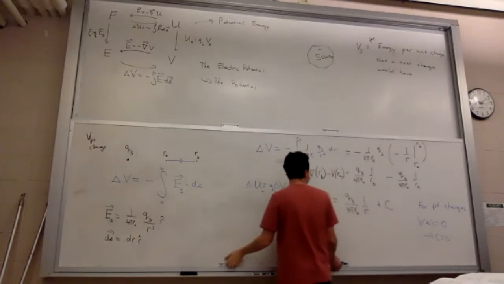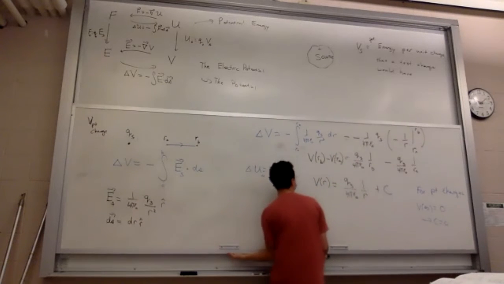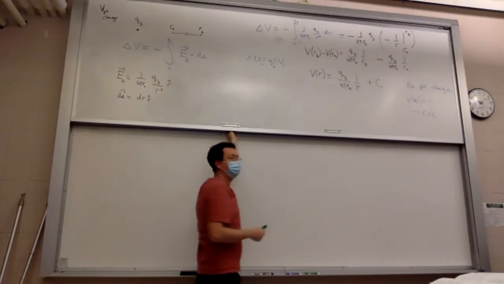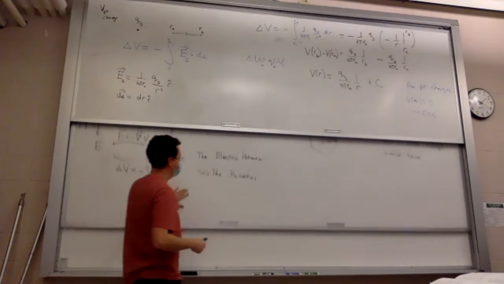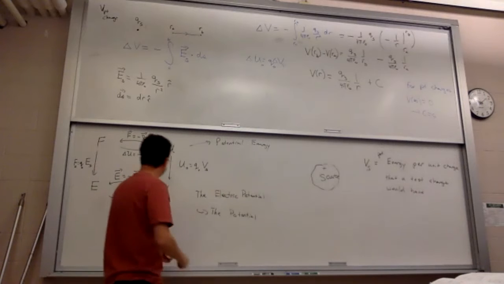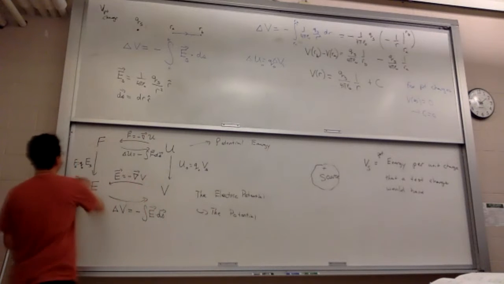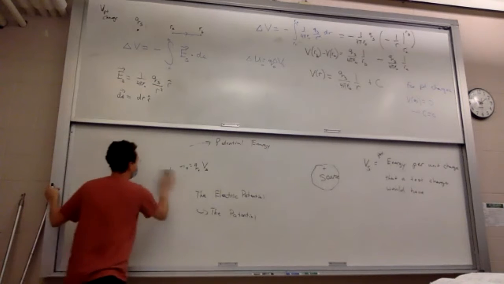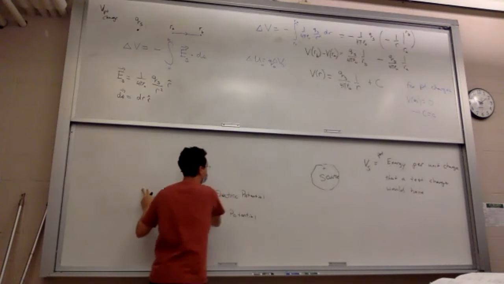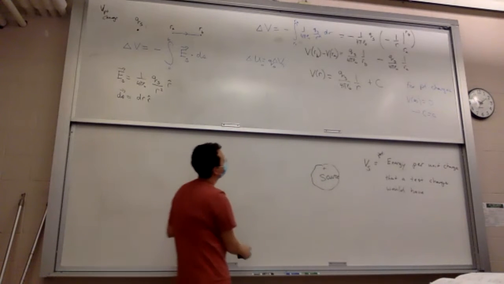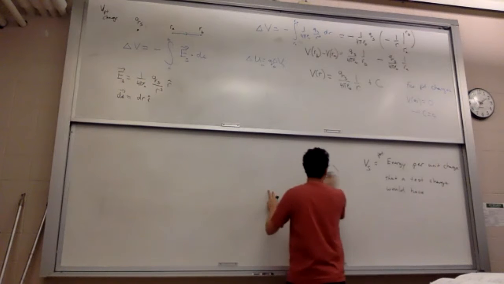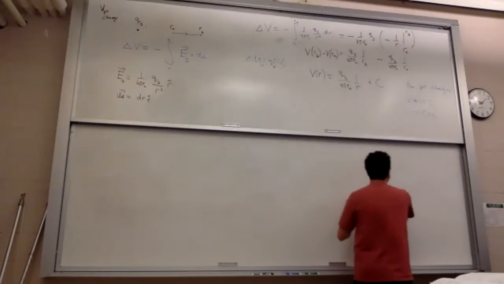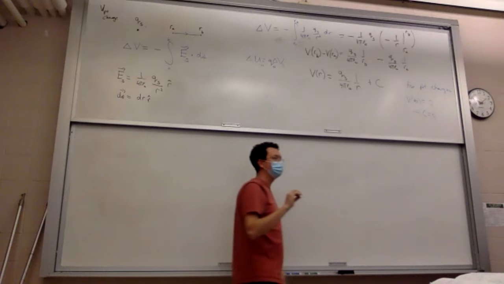Let's do an example. So when you say for a point charge V of infinity equals 0, you're saying that's like an infinite wire or an infinite point kind of scenario, or is it like an interval from 0 to infinity?